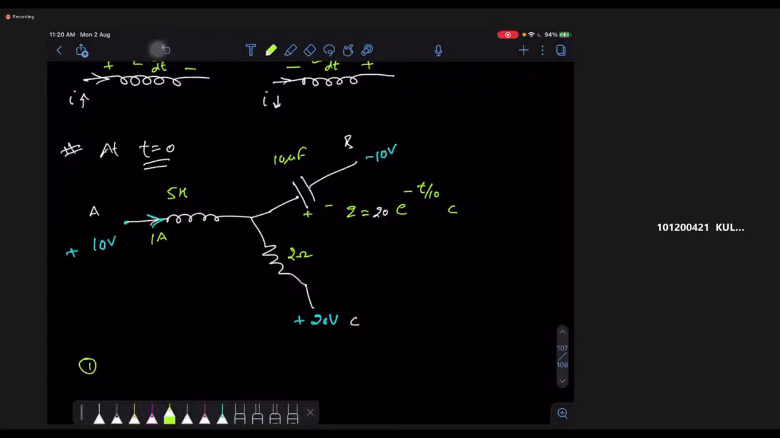The first thing I can ask you here is: find the current through the resistance. Find the power dissipated in the resistance, right?